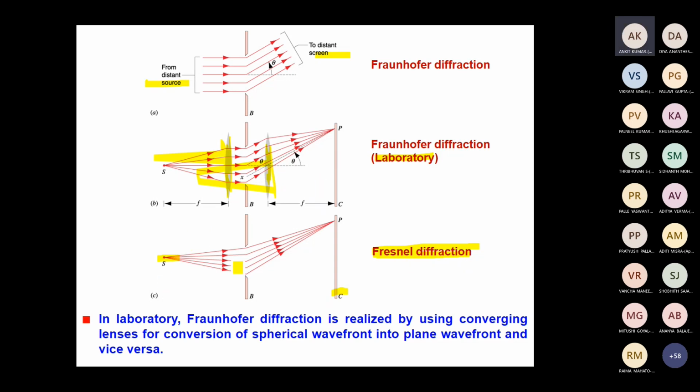So in Fresnel diffraction, the source and screen are at finite distance, whereas in Fraunhofer, they are at infinite distance. In order to convert it to a plane wavefront, you use two convex lenses so that it will form the image at some finite distance over a screen. If you keep a source and put a lens over here, you have a plane wavefront, right? So it gives an impression that the wave is coming from a far distant source.